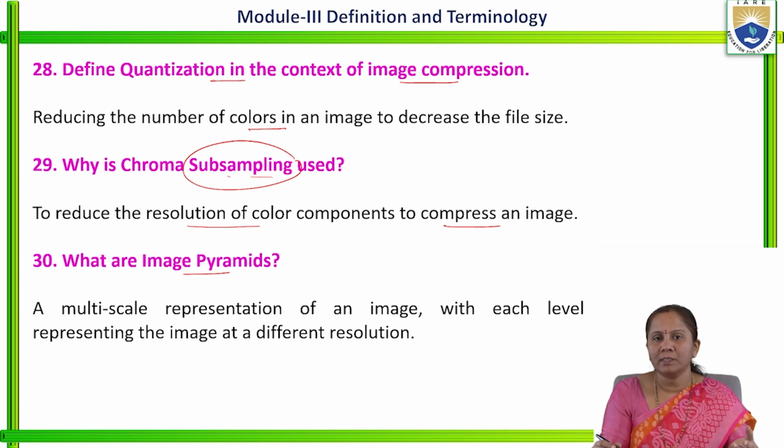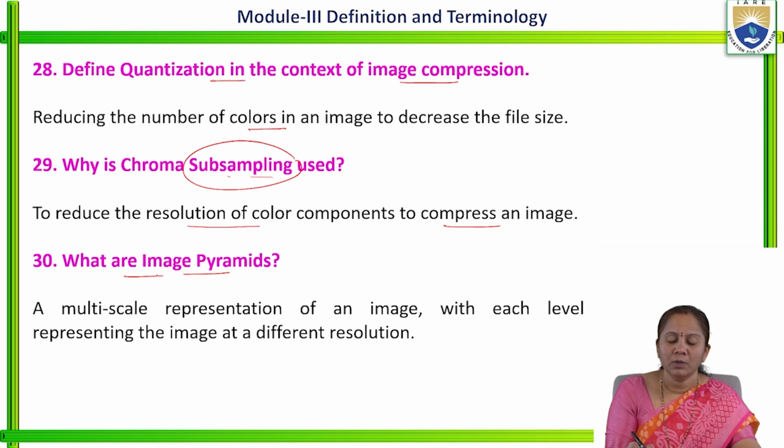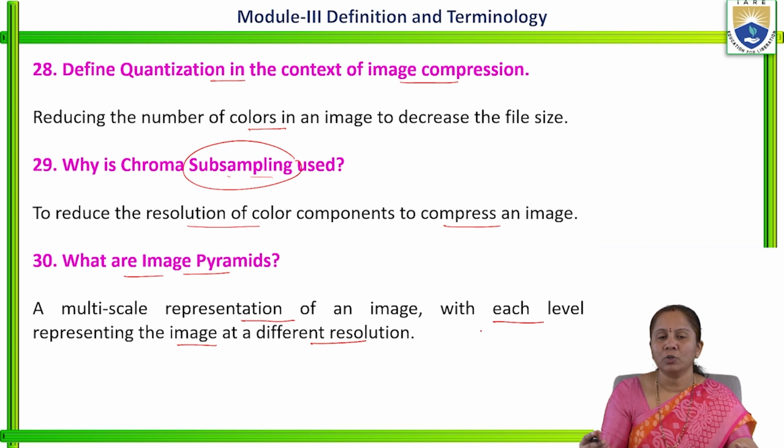Next, what are image pyramids? We are going to represent the image, which has different textures and multi-resolution, in the form of a pyramid. An image pyramid is a multi-scale representation of an image with each level representing the image at a different resolution. At the base level, the resolution will be high. As it goes to the apex level, the resolution of the image will reduce, and also the size of the image will be reduced.